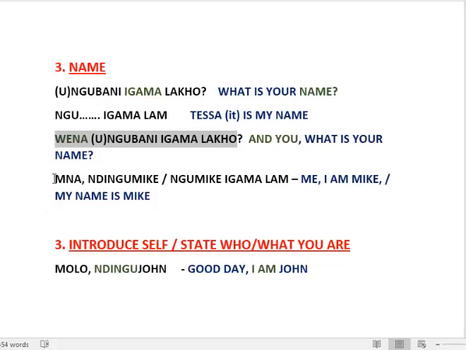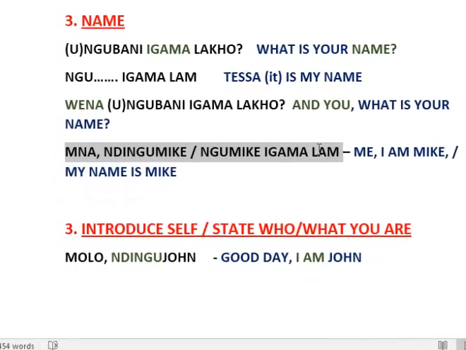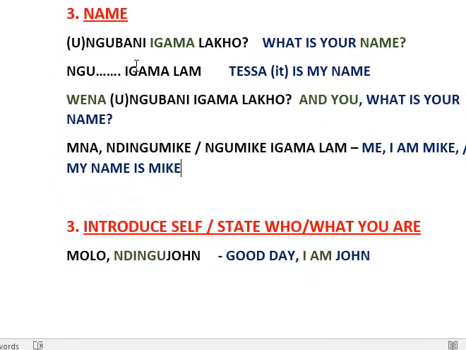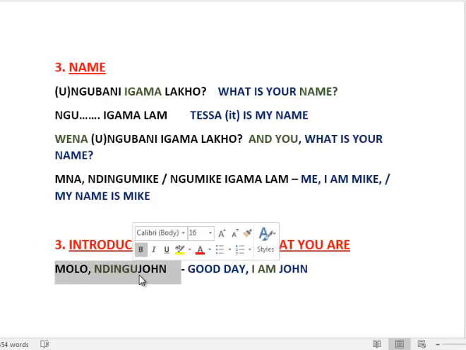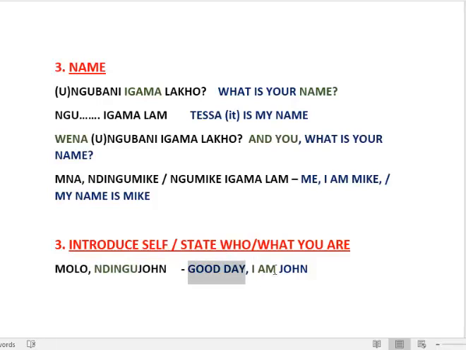A response to that could be, mna ndingu Mike. Me, I am Mike. Or Ngu Mike igama lam. So igama lakho, your name, igama lam, my name. You could also use this Ndingu Mike form to introduce yourself to a person by saying Molo, ndingu John, ndingu Mike, ndingu Peter. Good day, I am. This is who I am.